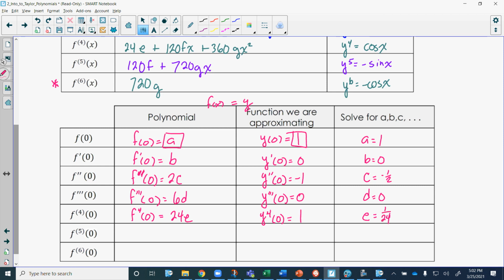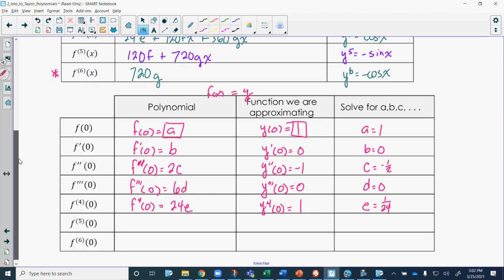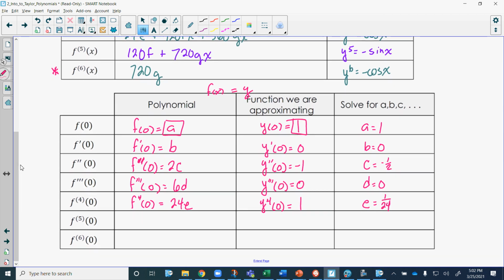And let's keep going. Can we fit it all on here? Fifth derivative at 0 will be equal to 120f. The fifth derivative of cosine at 0 will be equal to 0. So f is equal to 0. If 120f is equal to 0, that means f is going to equal 0.